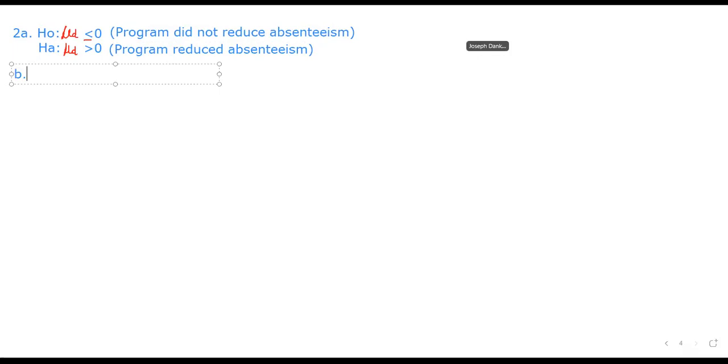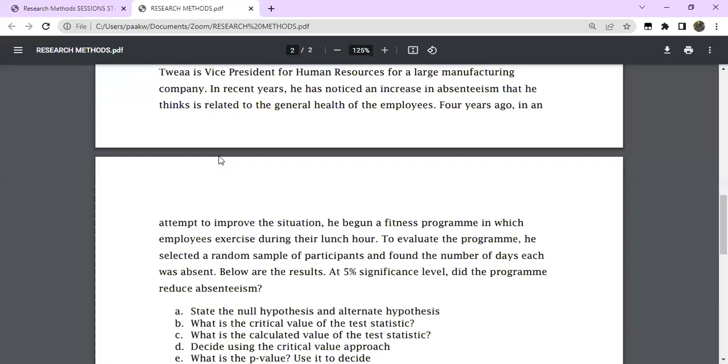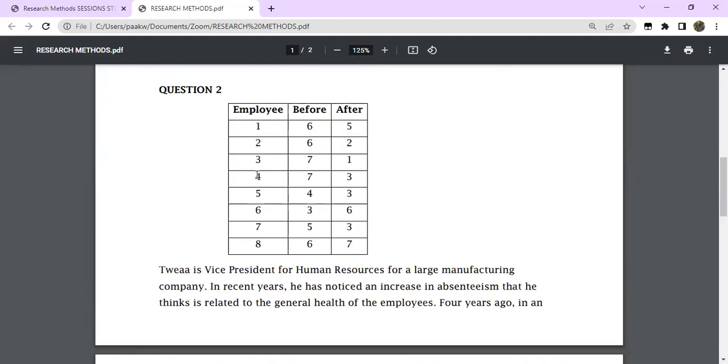And B is saying we should find our T critical. And you know that our T critical depends on the degrees of freedom and our alpha. The degrees of freedom is n minus 1. Now, how many n's do we have here? 1, 2, 3, 4, 5, 6, 7. How many n's do you have? 8. 8, right?